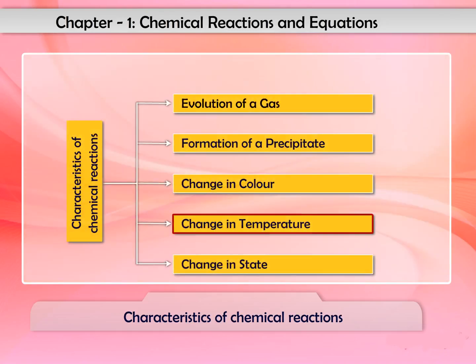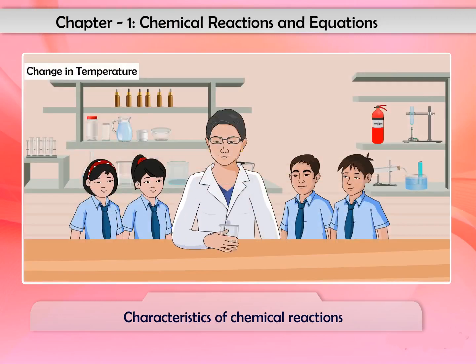The fourth characteristic is change in temperature. Students, do you know some chemical reactions produce heat energy which makes the reaction mixture hot, whereas some chemical reactions absorb heat energy which makes the reaction mixture cold. So when we talk of change in temperature, it can be a rise in temperature of the reaction or a fall in temperature of the reaction.